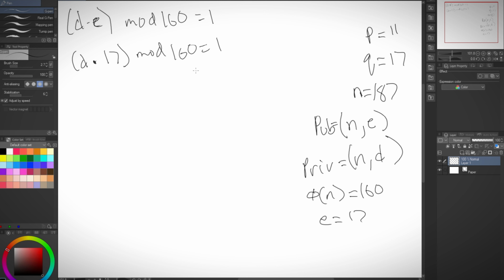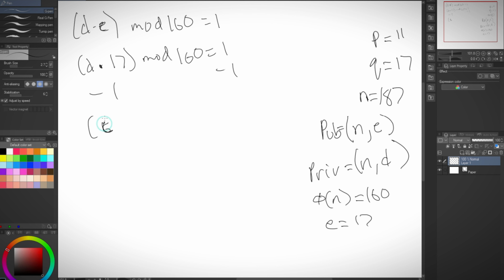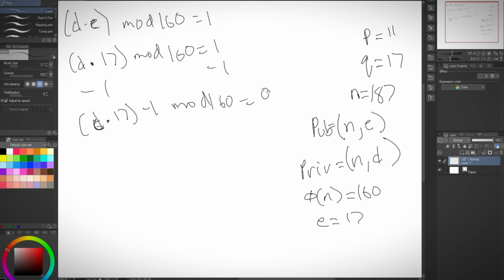So in this case, we need to find a number that is a multiple of 160. To make this equation a lot easier, what we can do here is subtract 1 from both sides. So now d times 17 minus 1 mod 160 equals 0. And if the modulo is 0, that means the remainder is 0, which means the numbers should evenly divide with each other. It should be an equal match. So d times 17 minus 1 has to be a multiple of 160.